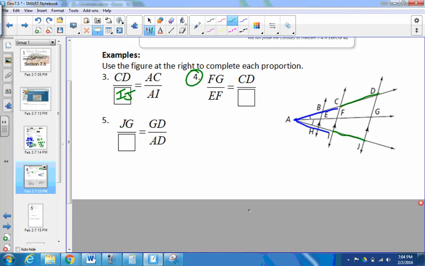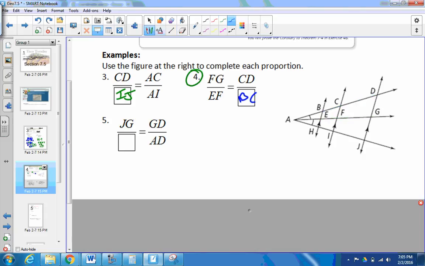Number 4 says FG is to EF as CD is to what? So let's go like this. FG is to EF as CD is to BC. Alright, then third one.